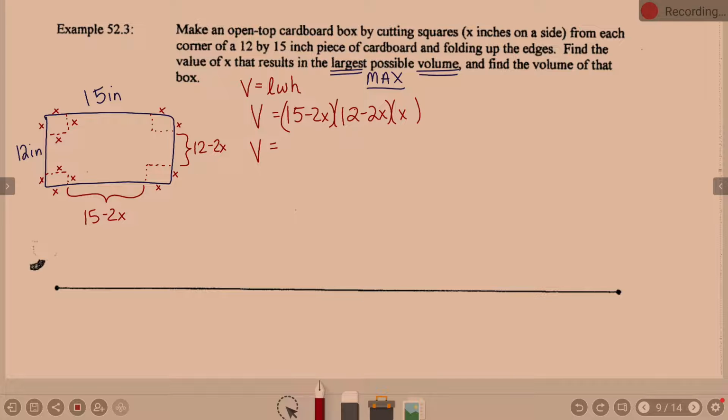So if we start FOILing, 15 times 12 is 180. And then if I distribute in the x, I'm going to say times x. And then if I do my outsides and insides, minus 30x and minus 24x. Minus 30x and minus 24x is going to be minus 54x. Distributing in the x makes it x squared. Minus 2x times minus 2x is plus 4x squared. Distributing in the x makes it 4x cubed. We can handle that at this level, right?